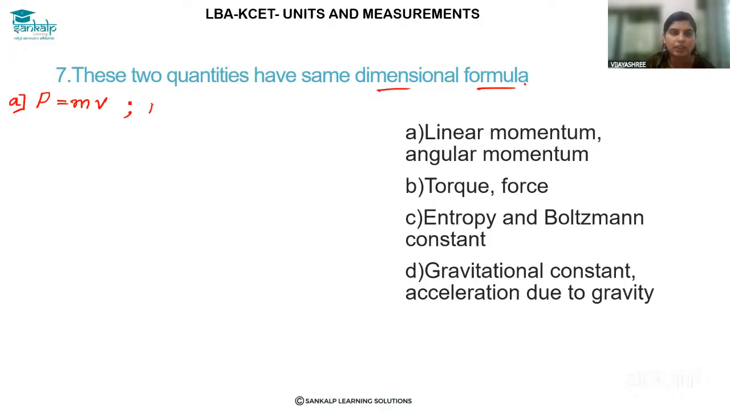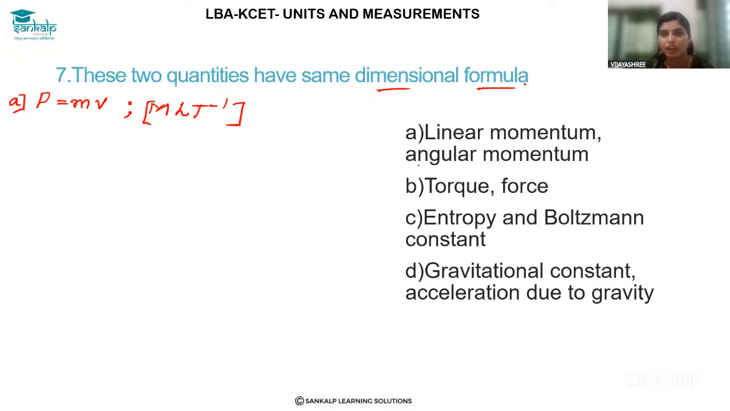Mass we denote by m. Mass dimensional formula is M. Velocity means it is meter per second. Meter means it is length, a distance, its dimensional formula is L. Per second means second raised to minus 1. Second is time, so time raised to minus 1. So this is the dimensional formula for linear momentum.